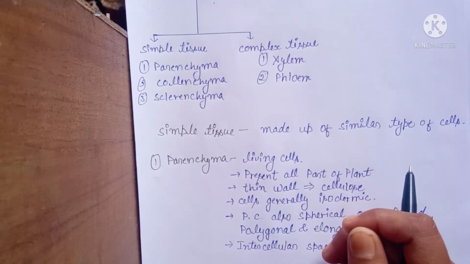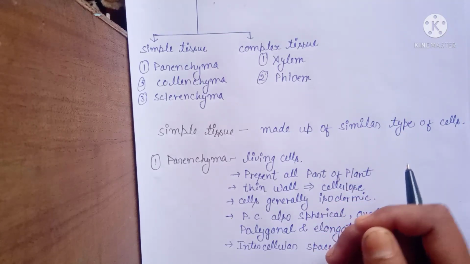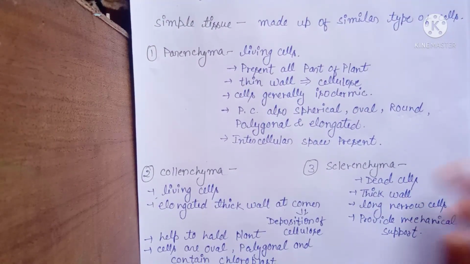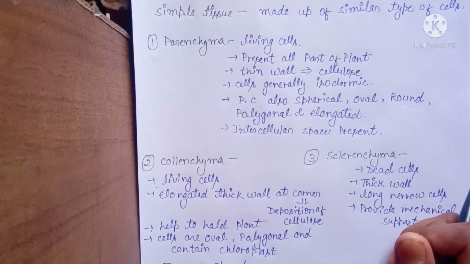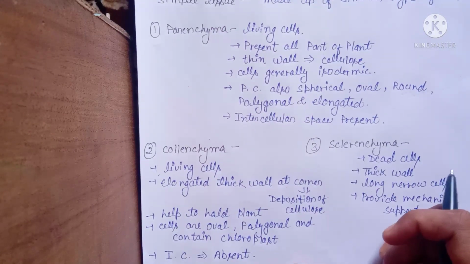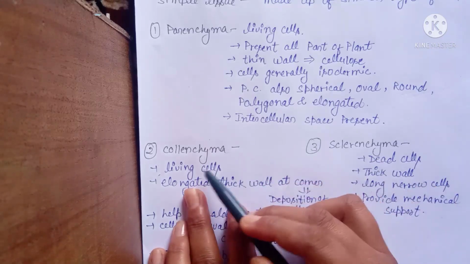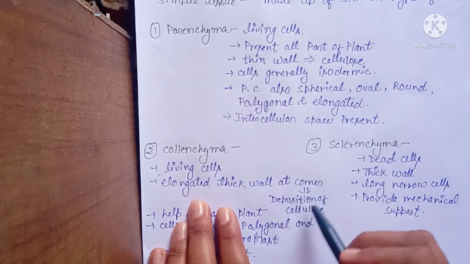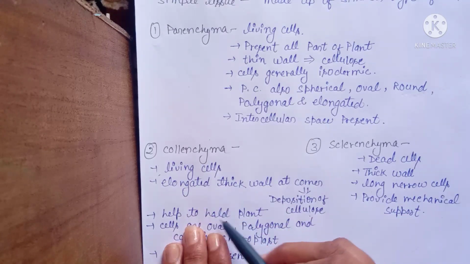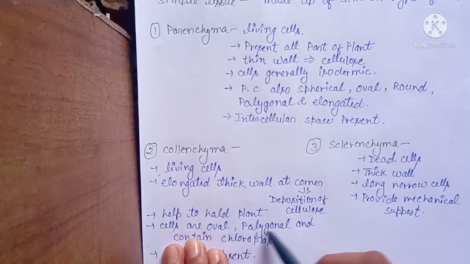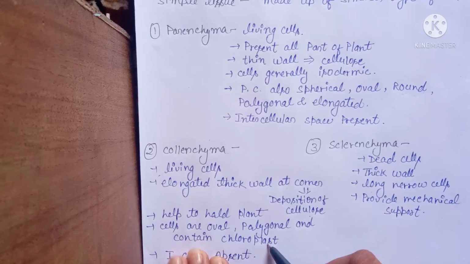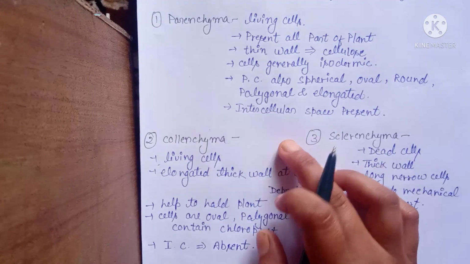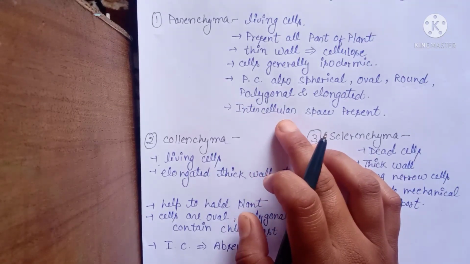Now understand another simple tissue, that is collenchyma. Collenchyma cells are also living cells. These cells are elongated, with thick walls at the corners because of deposition of cellulose. These cells help to hold the plant. Cells are oval, polygonal and contain chloroplast. Intercellular space is absent in collenchyma cells, and these collenchyma cells provide flexibility to the stem.